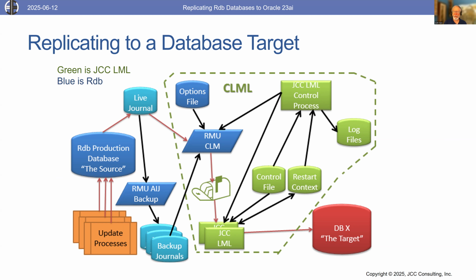And there's a number of files that have to be set up to do the configuration. But the thing to note on this is that the blue items are part of RDB. The green items are the JCC LogMiner Loader.